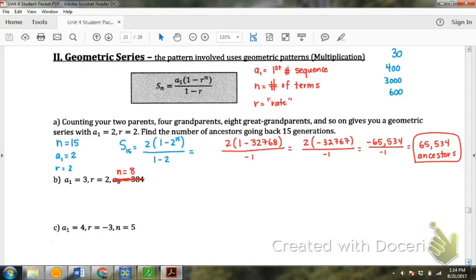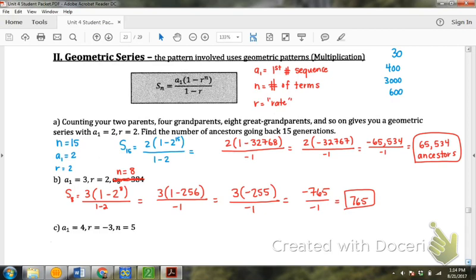If you're watching the video, go ahead and pause and try this one on your own. We have to be really careful with our negative signs because sometimes that can trip us up. Any questions on letter B? All right, let's try letter C.